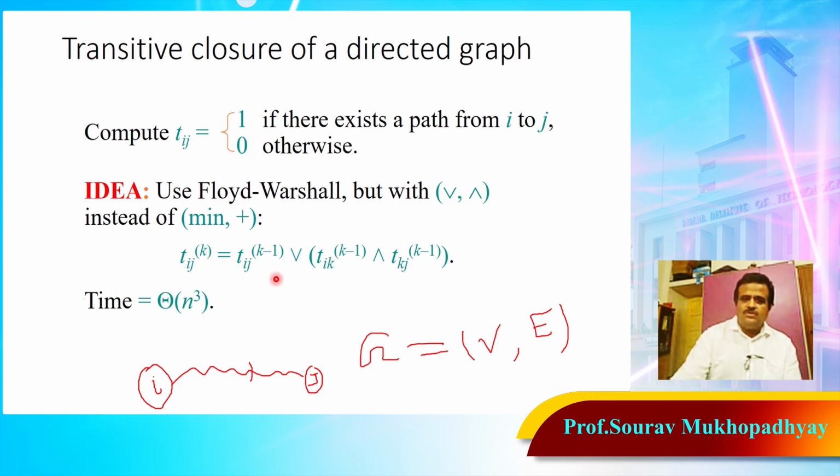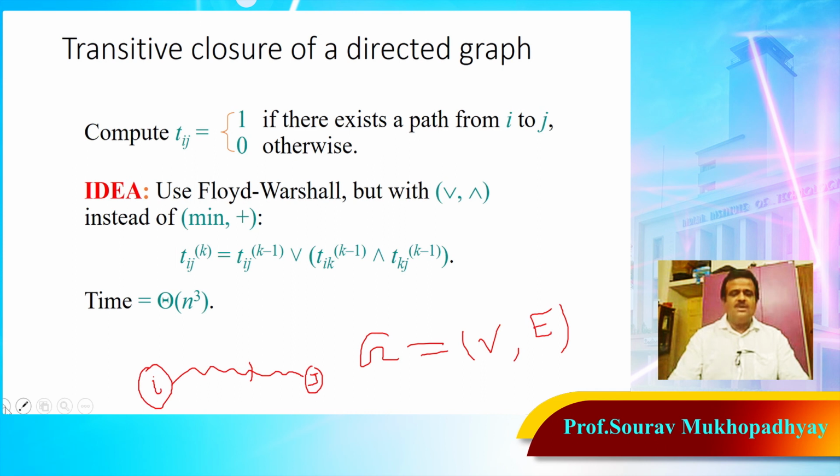So that is why we will use this logical operation, it will be either 0 or 1, this ANDing and ORing. So the idea is to just use Floyd-Warshall, instead of minimum we will use this OR gate, and instead of plus we will use the AND gate. So this output will be 0 or 1, and since we are running Floyd-Warshall, this will take order of n cube time to get the matrix Tij, n cross n.